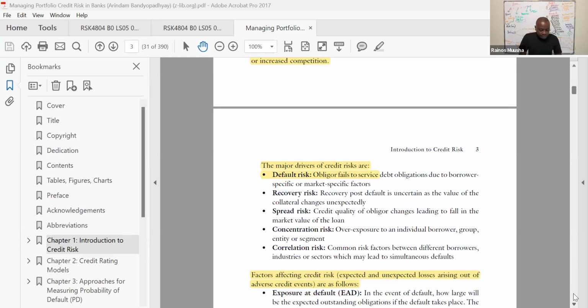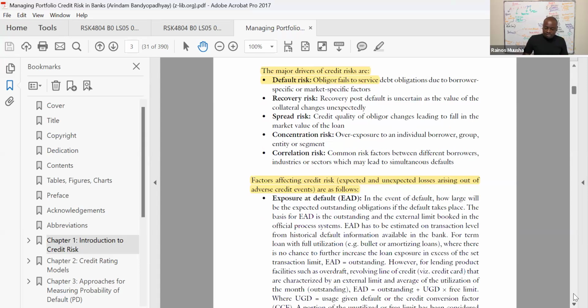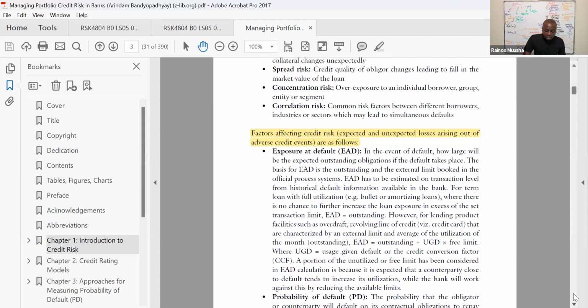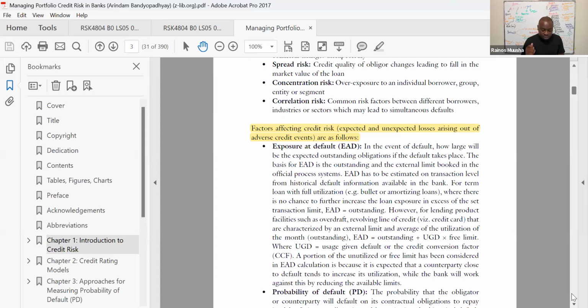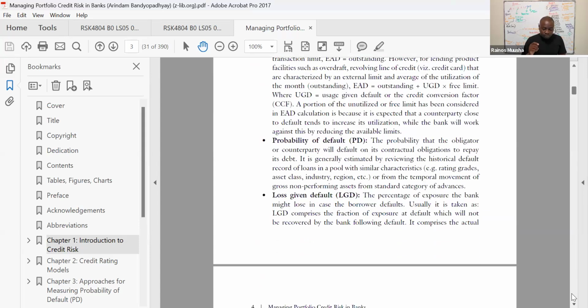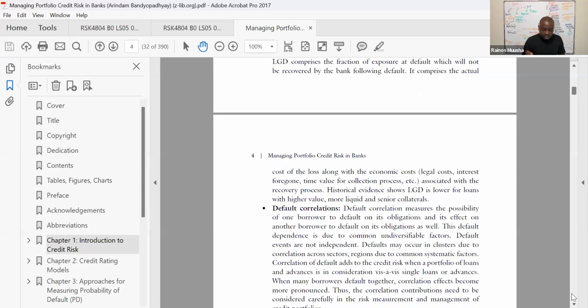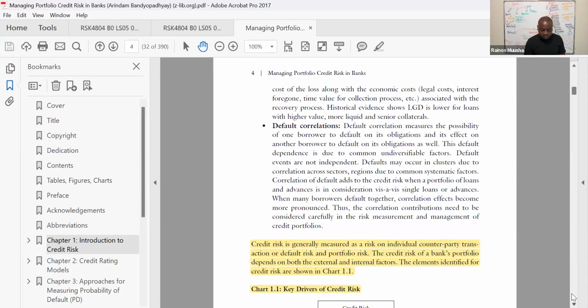They also look at factors affecting credit risk, where you look at the expected and unexpected losses arising out of adverse credit events, as follows. And here, we are going to look at these factors, but I'm going to remember these factors. They talk about the exposure at risk, probability of default, loss given default, and default correlations as well, right?